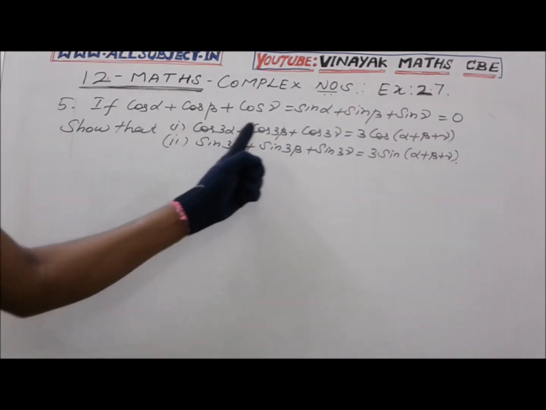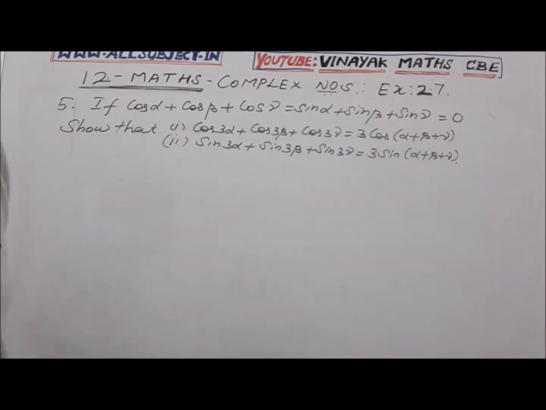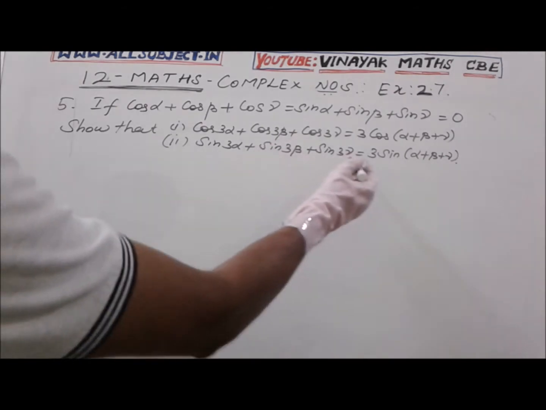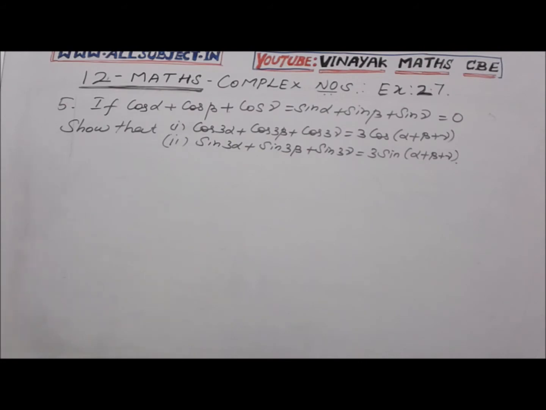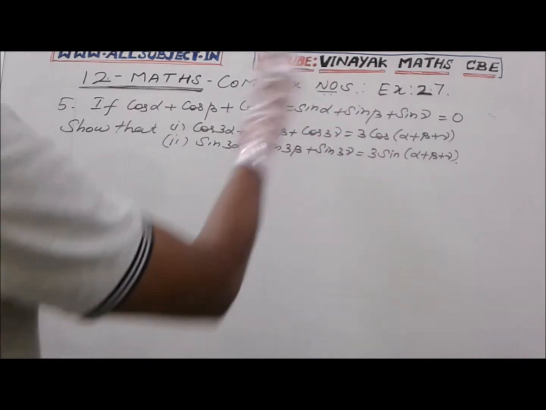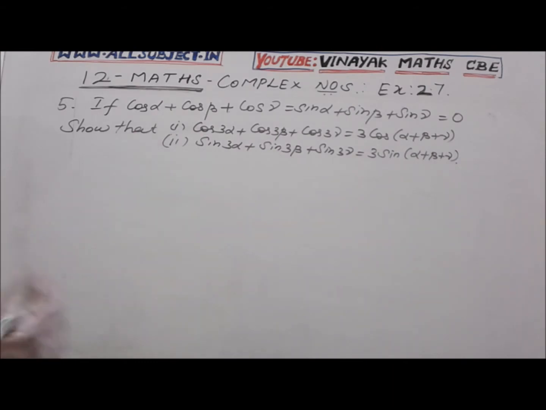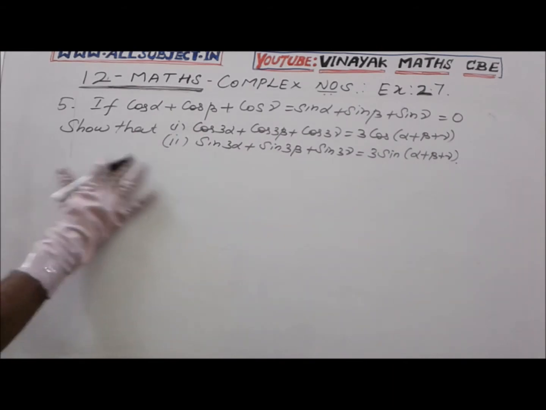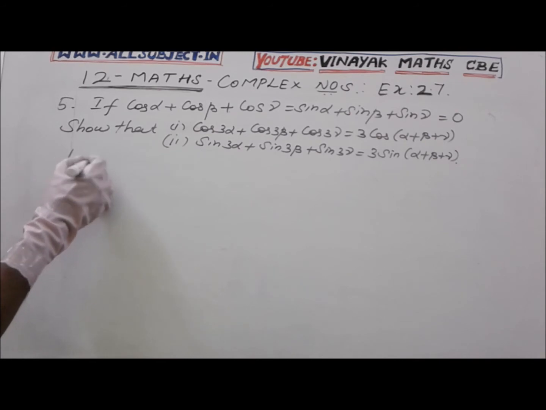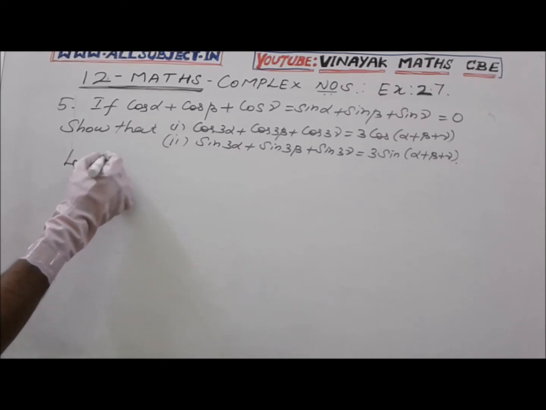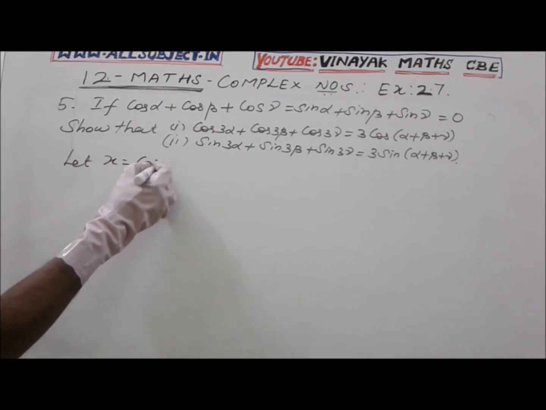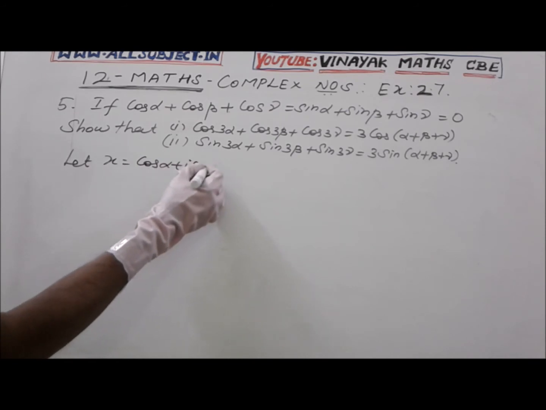The first one is cos 3 alpha plus cos 3 beta plus cos 3 gamma equals 3 cos of alpha plus beta plus gamma, and sin 3 alpha plus sin 3 beta plus sin 3 gamma equals 3 sin of alpha plus beta plus gamma. Now from the given result, I am forming a complex number. Let x equal cos alpha plus i sin alpha.